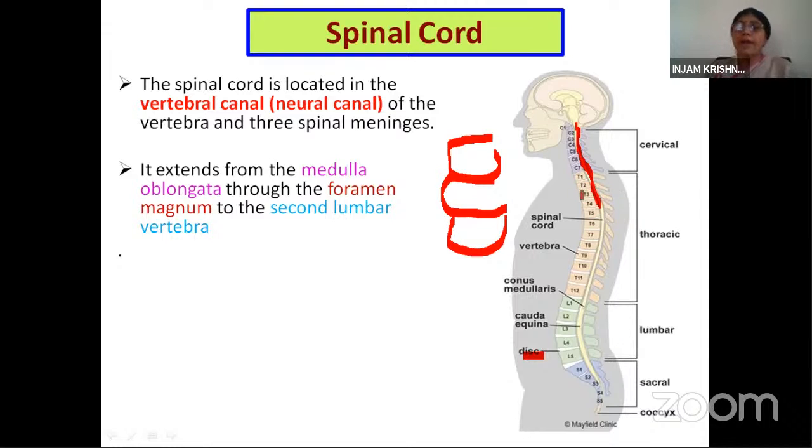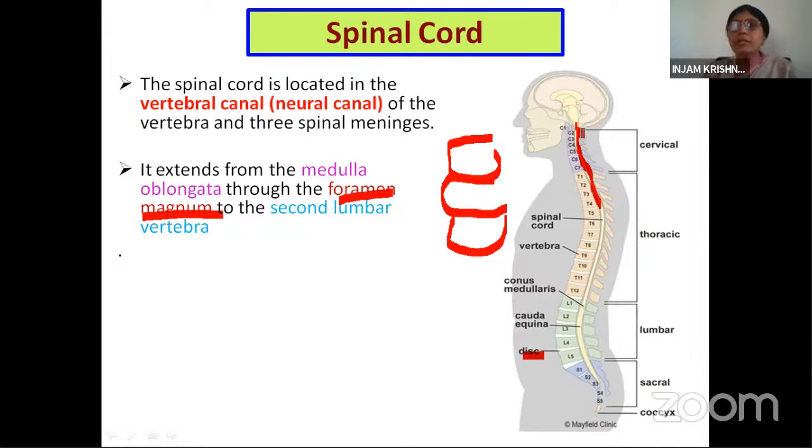Okay. Did you find the differences between the vertebra, neural canal and spinal cord? It is just one fiber, a thread-like structure. It extends from the medulla oblongata through the foramen magnum. Another foramen is there. What is that? Foramen magnum. So the cranium is there, isn't it? Inside the cranium, the brain is located. From that medulla oblongata through the foramen magnum, a small hole on the cranium, isn't it?